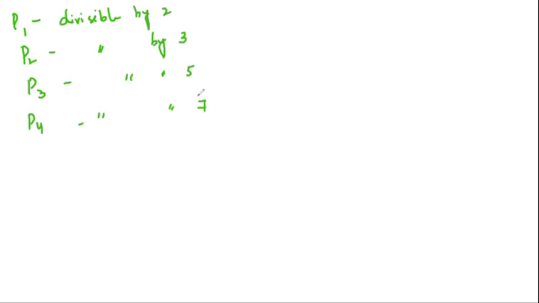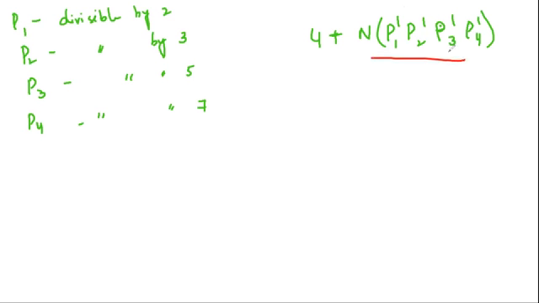Thus, the number of primes not exceeding 100 is, so 2, 3, 5, 7 themselves are primes, so these are 4 numbers, plus the numbers which are not divisible. So P1 was divisibility by 2, so P1 dash will be not divisible by 2. P2 dash is not divisible by 3, P3 dash is not divisible by 5 and P4 dash is not divisible by 7. So the total numbers not divisible by 2, 3, 5, 7 plus the prime numbers themselves. Now we have to find this term.